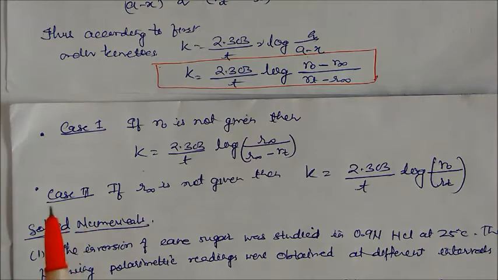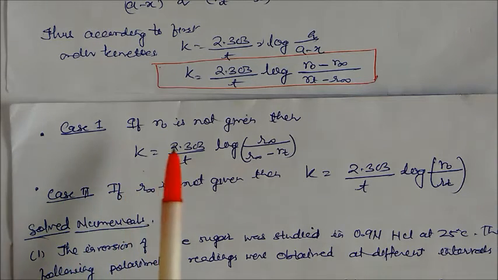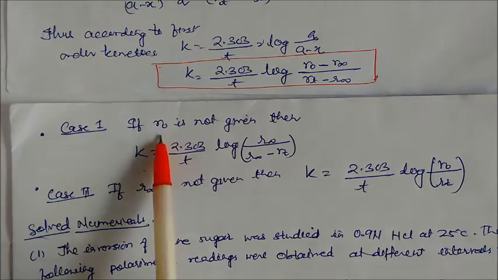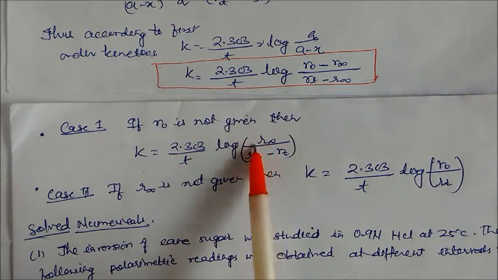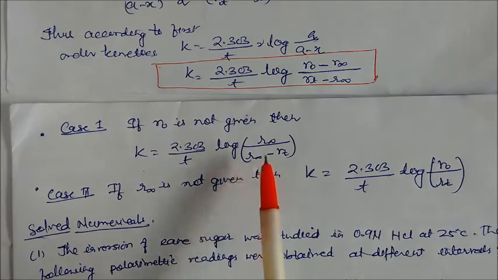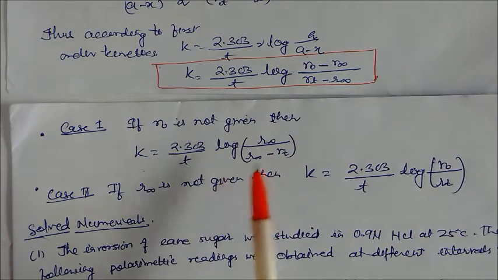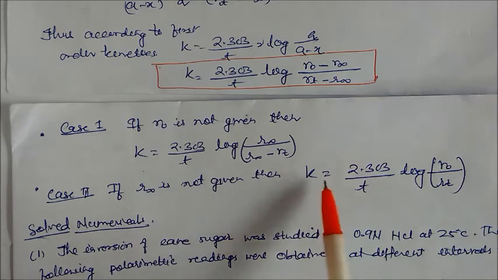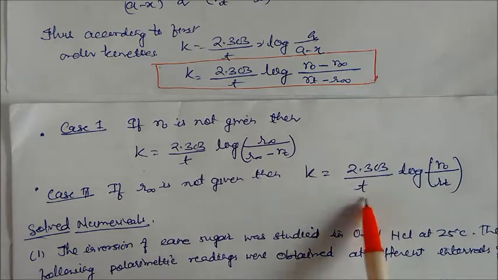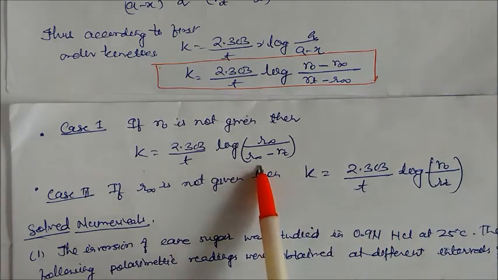Now we will take case 1. Suppose R0 is not given, meaning the initial amount is not given, then we can write R infinity divided by R infinity minus RT. And if R infinity, meaning the complete rotation, is not given, we can write K equals 2.303 by t into this becomes 0, so it will be R0 by RT.